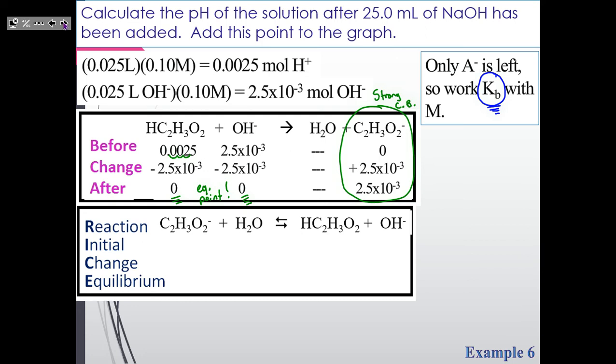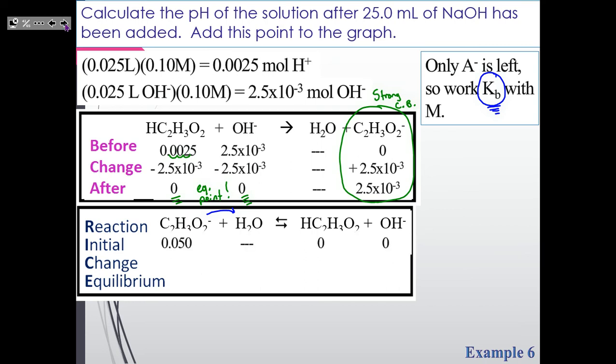Look at how I'm writing this equation. The acetate ion is going to attack water, ripping off a hydrogen, forming the weak acid, acetic acid, and producing that hydroxide ion. Really got to be careful here at what's happening.